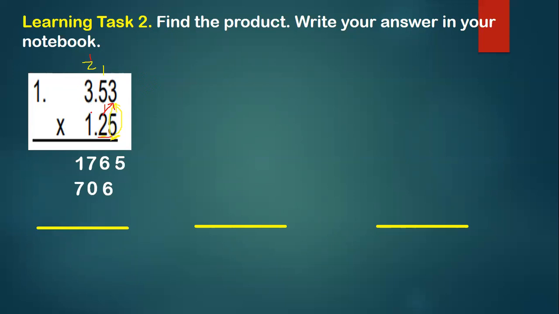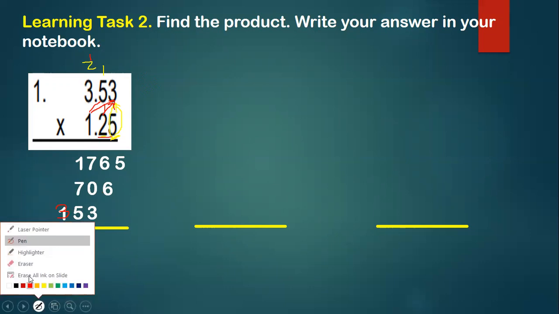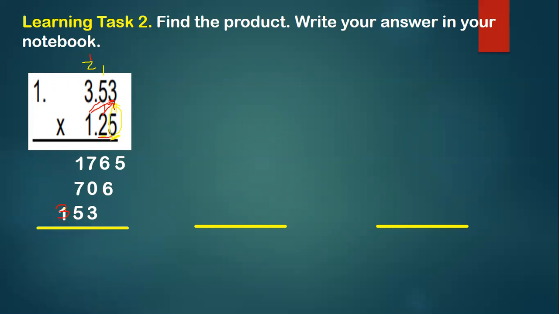Punta naman tayo sa ating hundreds place. Again, simula tayo sa kanan pa rin. Okay, so that is 1 times 3 is 3. And then 1 times 5 is 5. And then 1 times 3 is 3. Okay? Meron talagang mga typo eh. Palit tayo. So, this is 3. Okay? And now, let us add the partial products na.